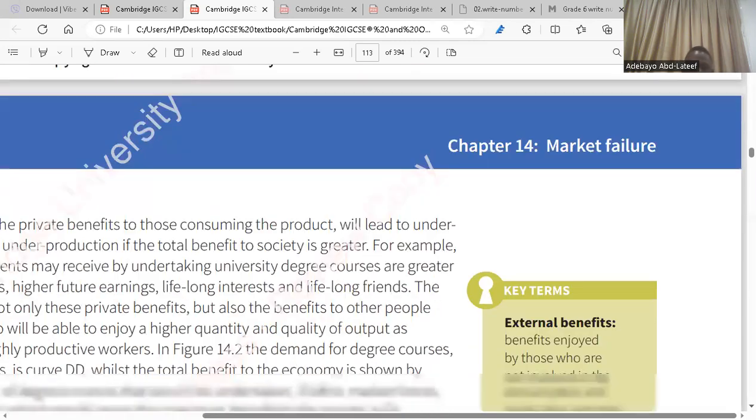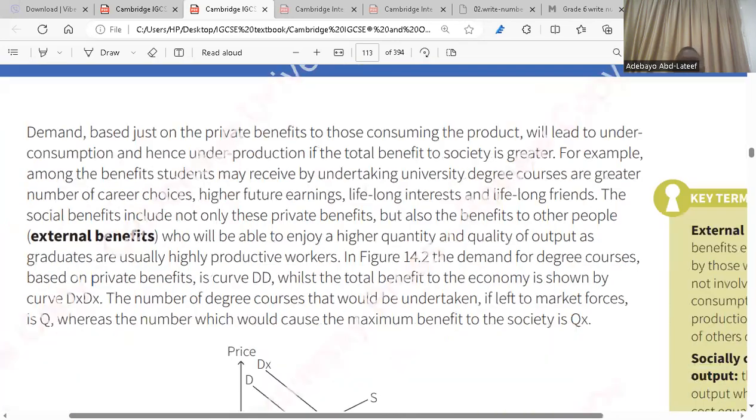Clear? Yes. Okay. So demand based just on the private benefit to those consuming the product will lead to underconsumption and hence underproduction if the total benefit to society is greater. If the private benefit of consuming the product is, they said demand based just on private benefits to those consuming the product will lead to underconsumption.